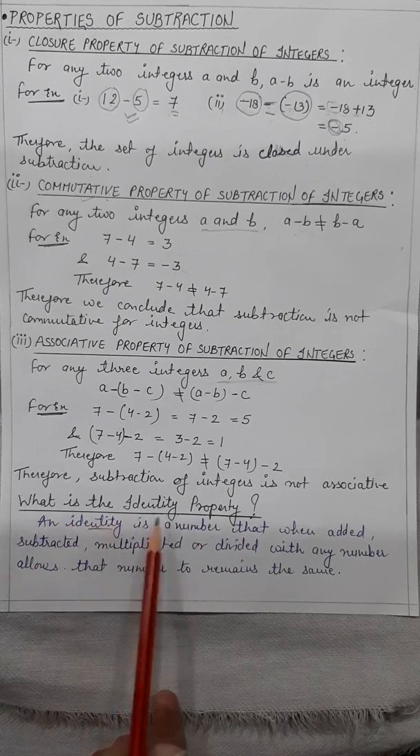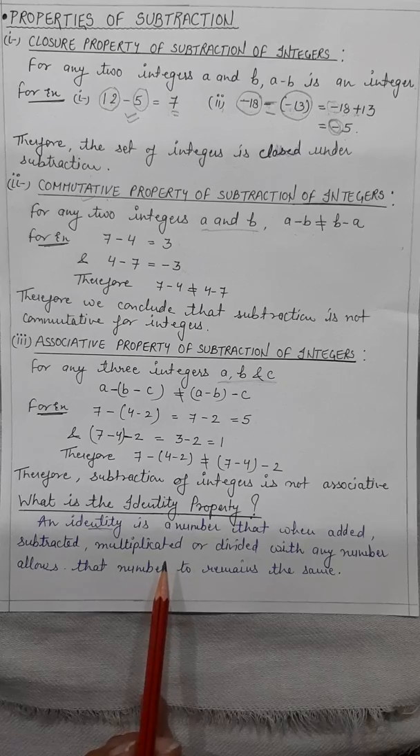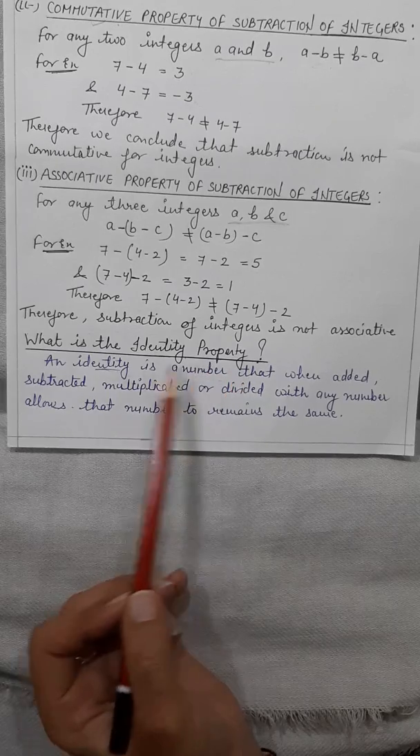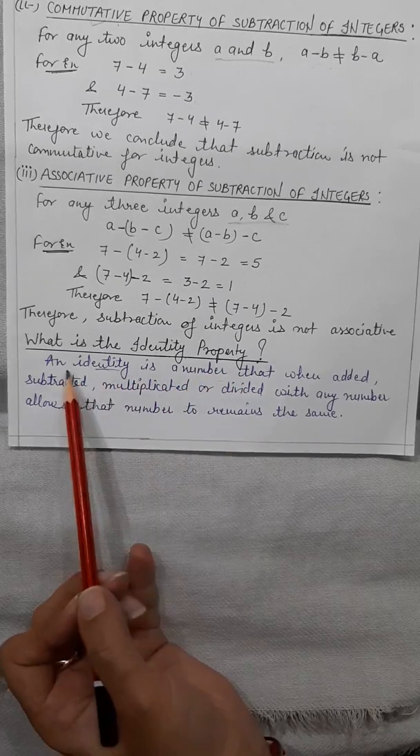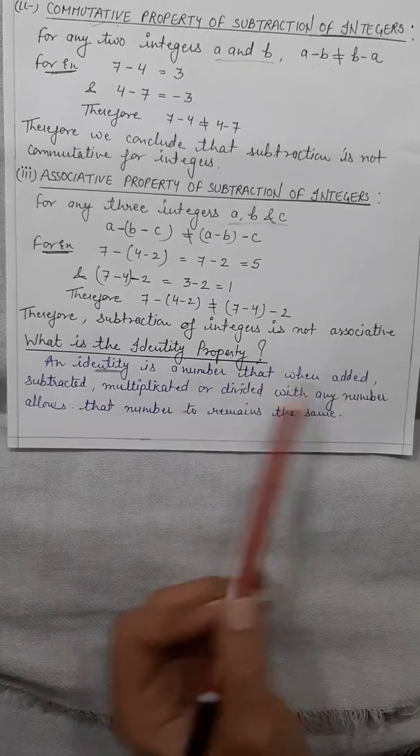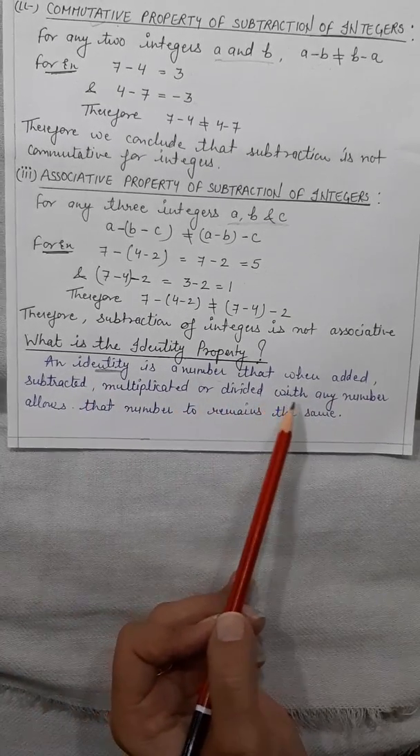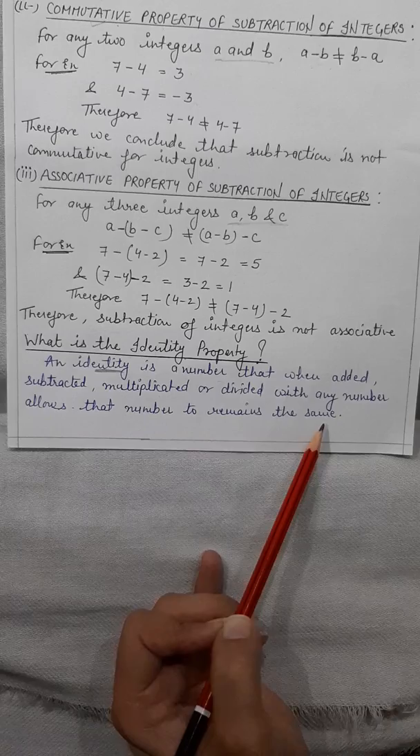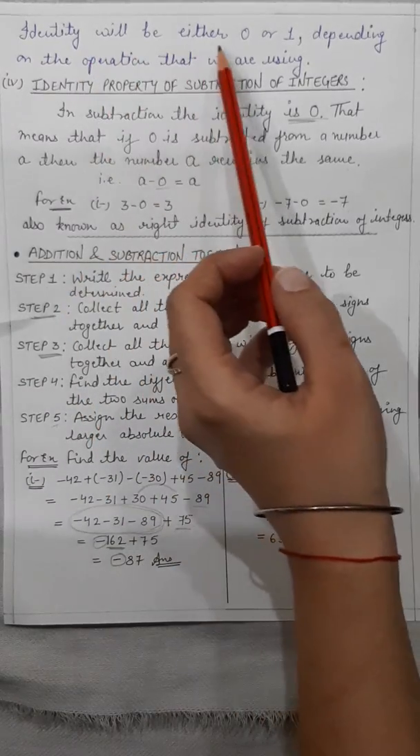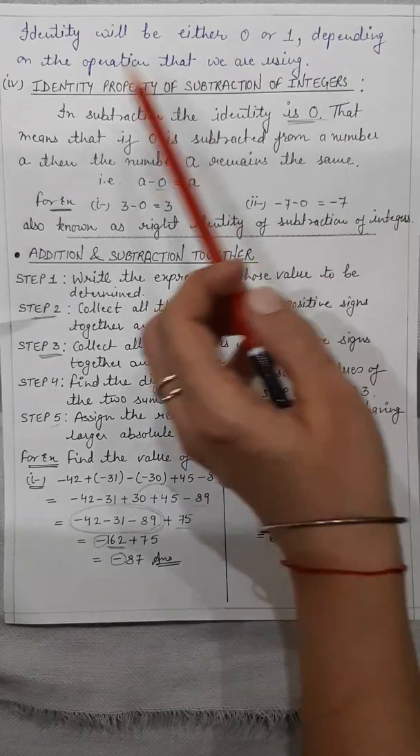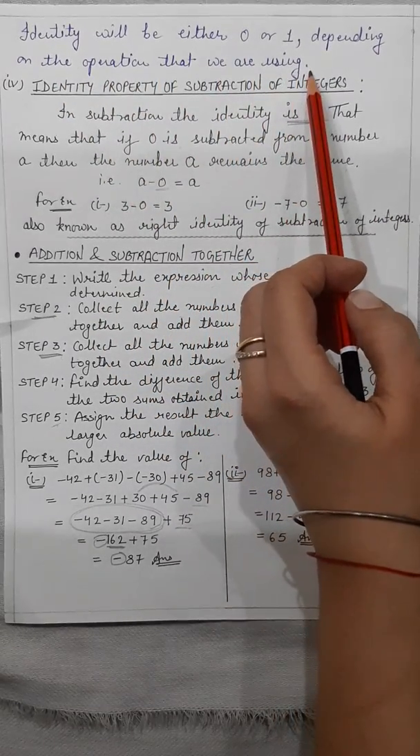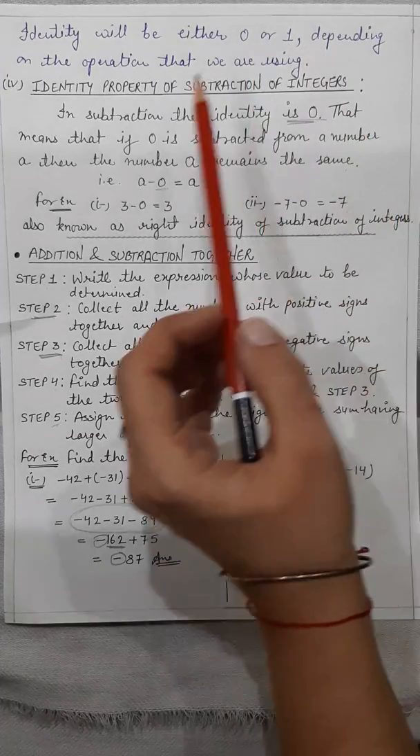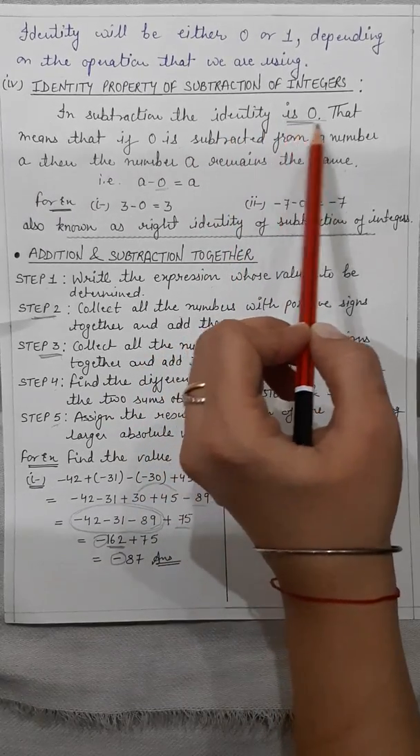Now the next property is the identity property of integers. Before that, what is the identity property? An identity is a number that, when added, subtracted, multiplied or divided with any number, allows that number to remain the same. Identity will be either 0 or 1 depending on the operation that we are using. Here we are doing subtraction. Clear? So for subtraction, the identity is 0.